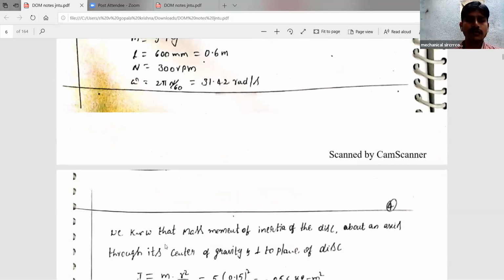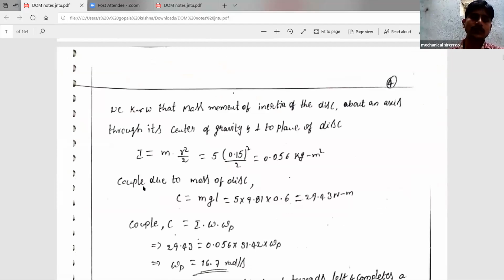Now omega is there, and here all of you observe that we know the mass moment of inertia of the disk about the axis through its center of gravity and perpendicular to the plane of the disk. I equals, generally the formula of mass moment of inertia is m k square, but here k is not there, the disk radius is there. Then how to calculate our I value?